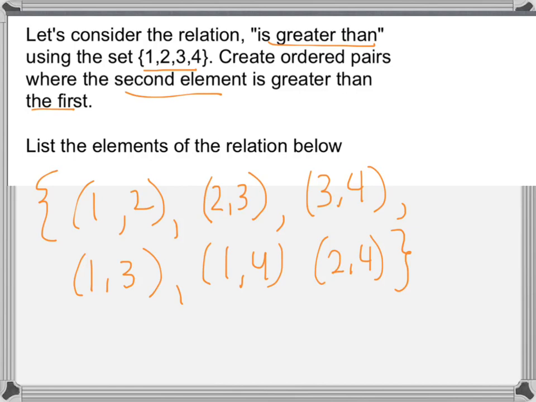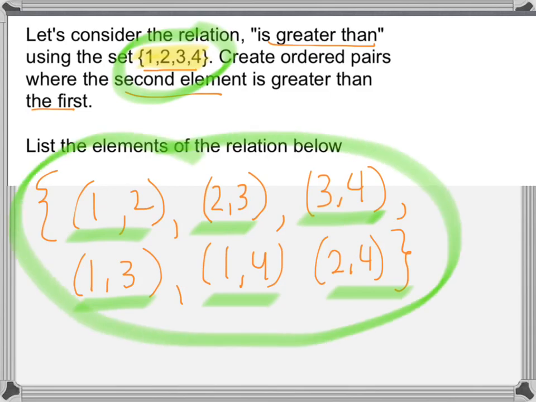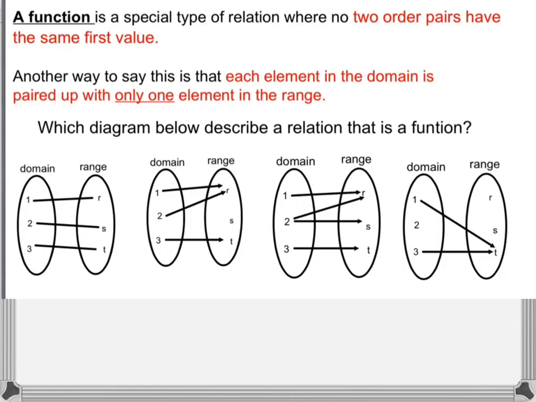Okay, so the domain was this set of numbers, and the range is actually the set of ordered pairs. So these are all elements of the range. It's a little strange because the domain is numbers and the range are ordered pairs, but that's how it would go in this situation. Now, a function is a special type of relation where no two ordered pairs have the same first value. They can have the same second value, but they can't have the same first value.